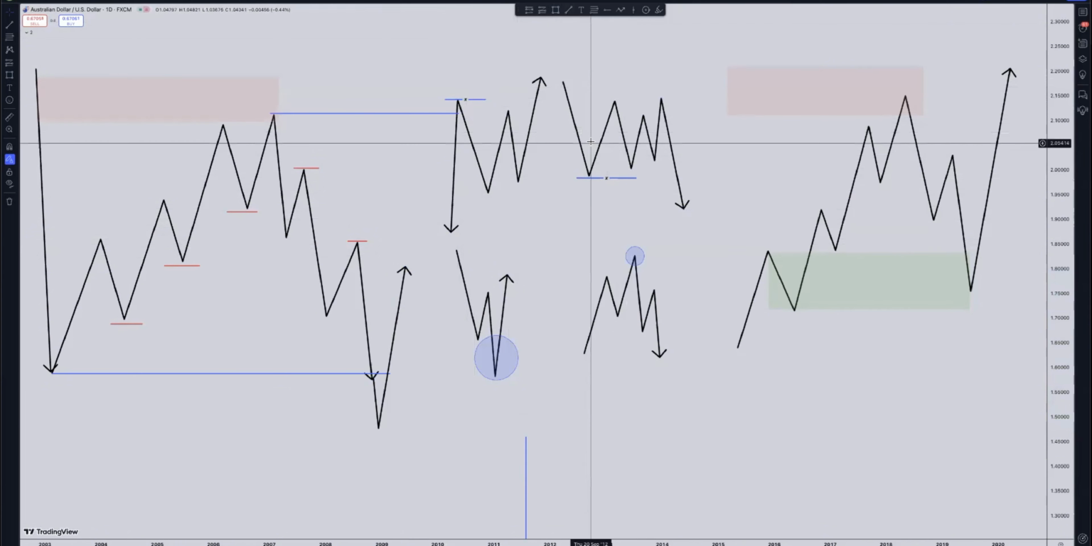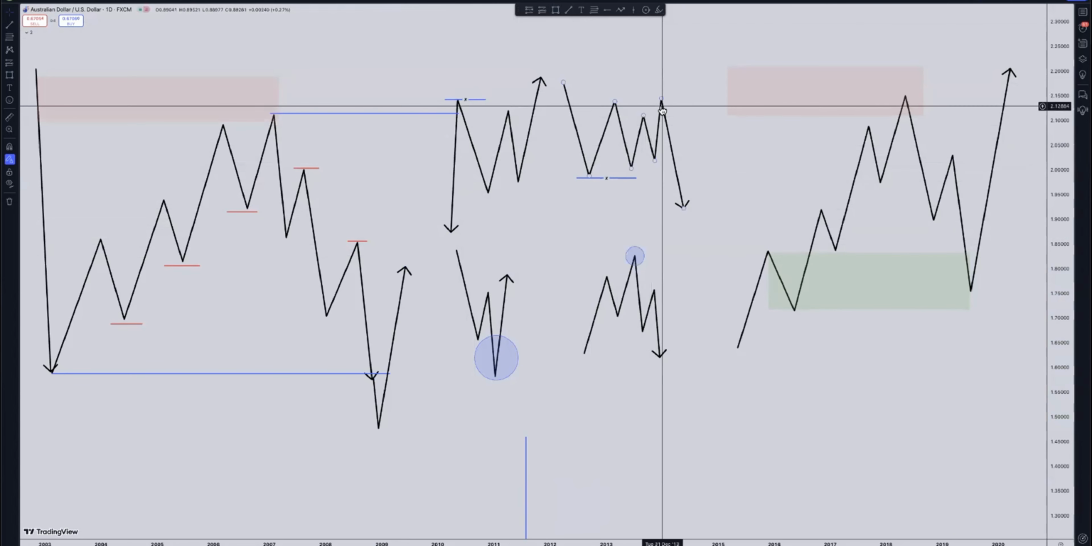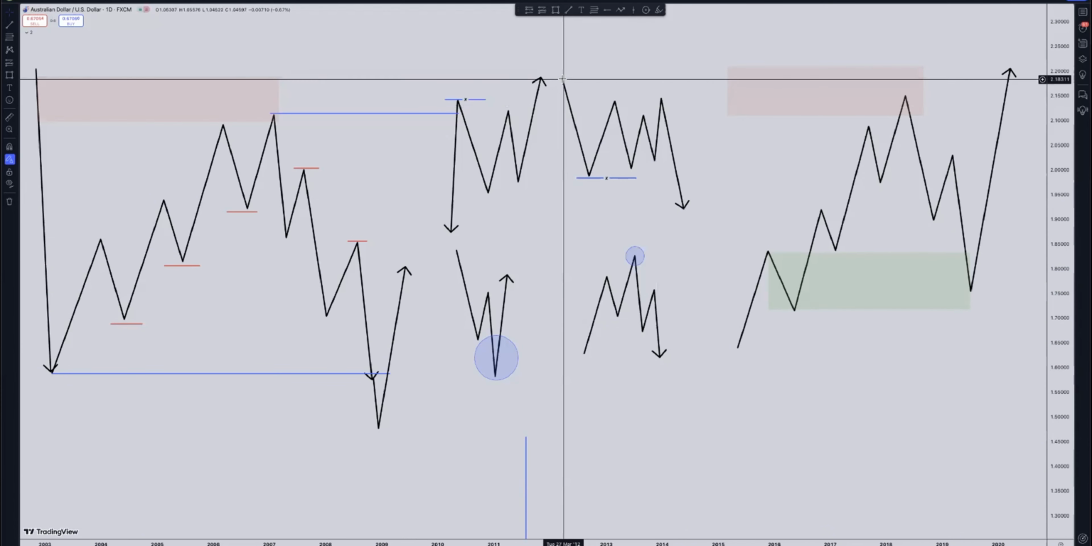On the same exact thing, if a low cannot take out this high, same thing here: this low right here cannot take out this high. This low took out this high and took out this high, but ended up respecting this high, which was the actual high.